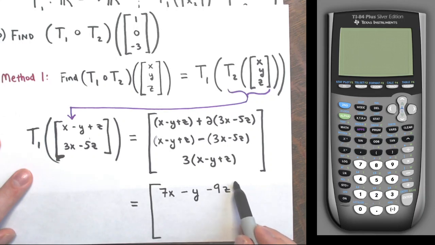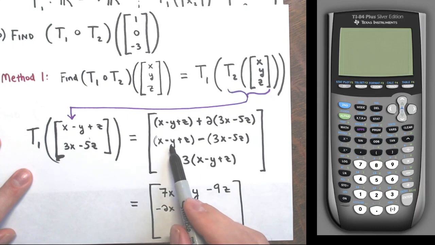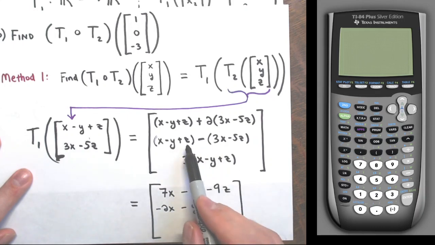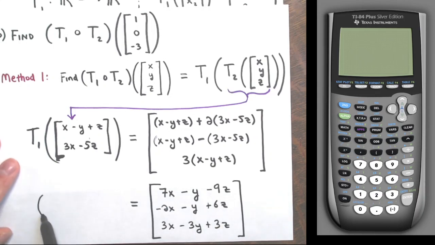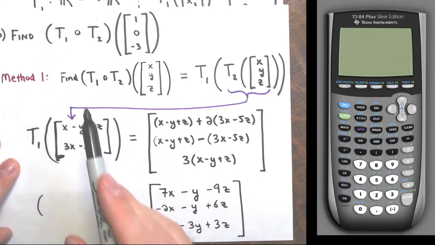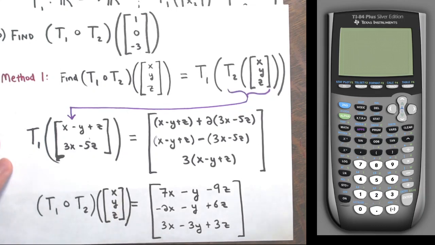And there's your first component when it's all simplified. Then second component, x minus 3x, negative 2x, negative y, no more y's, so minus y again. Z plus 5z, right, distributing the negative is plus 6z. And then the bottom, you're just distributing the 3, 3x minus 3y plus 3z. And there you go. This is the value. I've applied both T2 and then T1. So this is T1 composed with T2 at any vector from R3, x, y, z. And I'll put this in a little box.